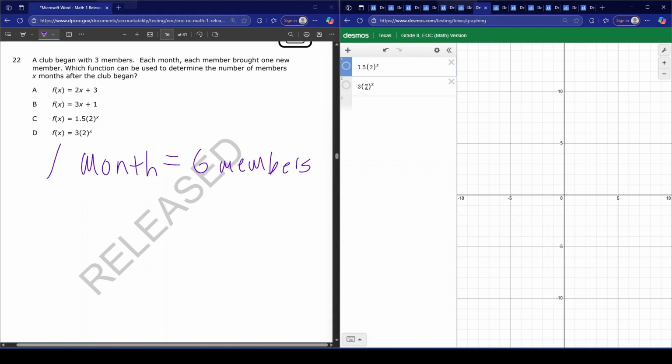Let's move on to C, right? So let's put this one over here. We get only 3 members, so we don't double in size. We actually stay the same, but that's not true. Each month we gain 1 new member from the pre-existing members. So that's not really true if we say same. So let's try D, right? Okay. So let's do this. 1 month. We actually get 6 members, okay? So that's what we want. D is our answer.